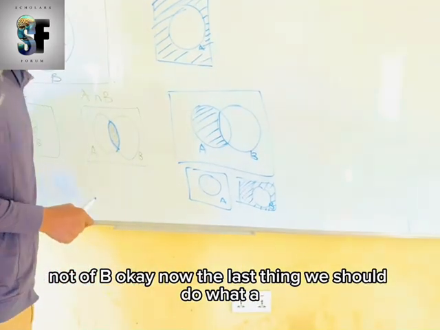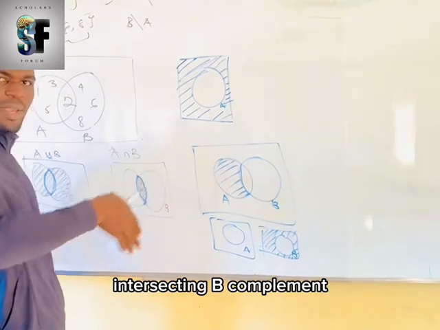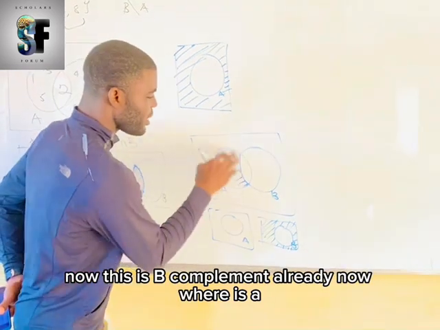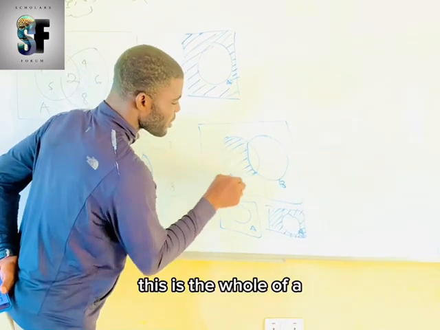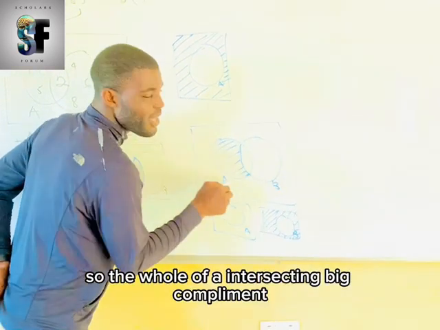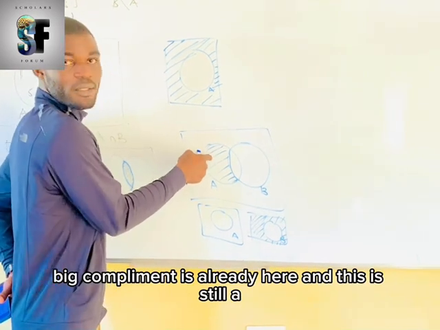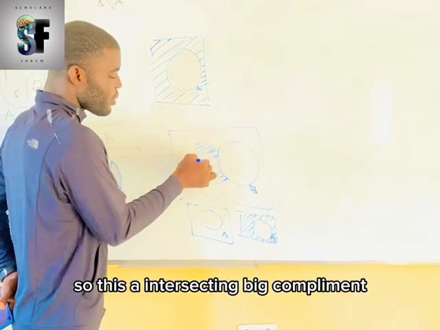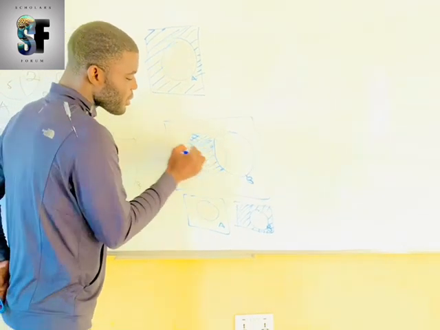Now that's how we do A intersecting B complement. This is B complement already. Where is A? This is the whole of A. So the whole of A intersecting B complement: B complement is already here, and this is still A. So A intersecting B complement will only remain this space.